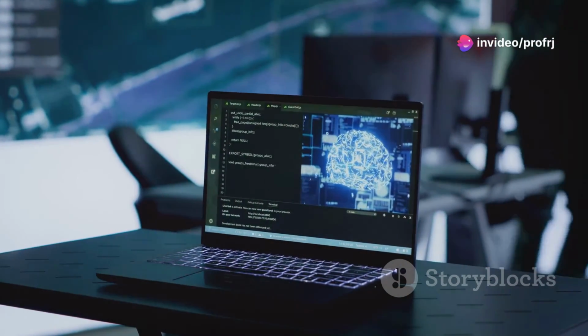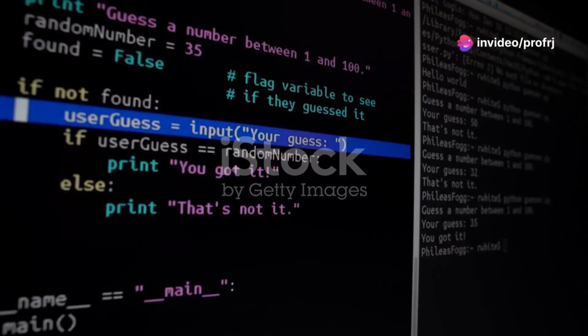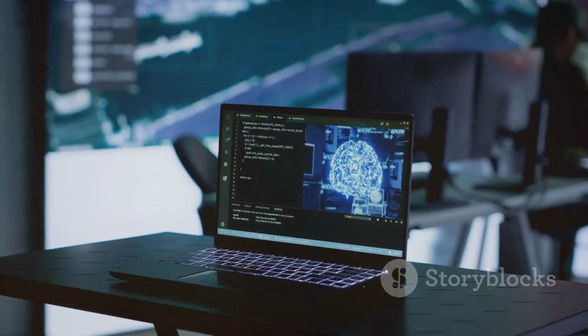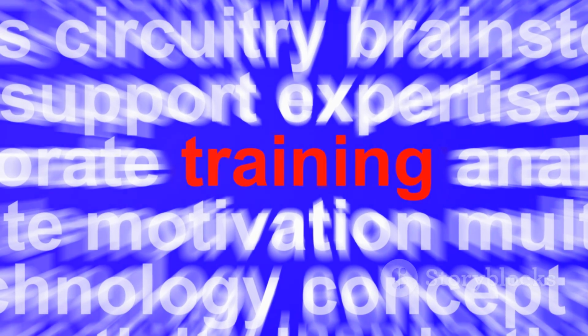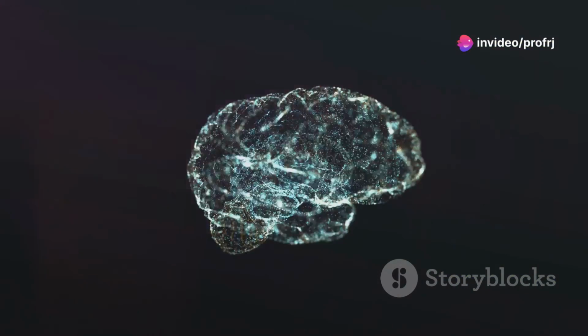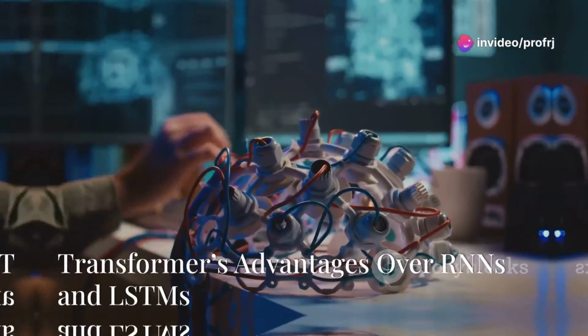Since the transformer processes words in parallel, it needs a way to keep track of the order of words. This is done through positional encoding, where each word's position in the sequence is embedded with special values that help the model understand the order.